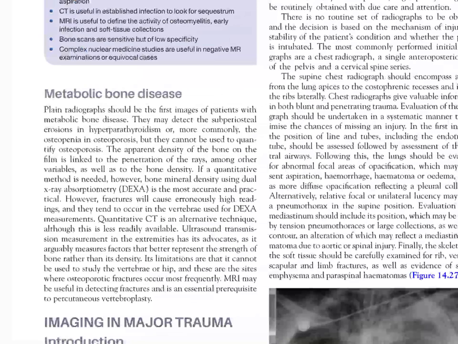Ultrasound transmission measurement in the extremities has its advocates as it arguably measures factors that better represent the strength of bone rather than its density. Its limitations are that it cannot be used to study the vertebrae or hip, and these are the sites where osteoporotic fractures occur most frequently. MRI may be useful in detecting fractures and is an essential prerequisite to percutaneous vertebroplasty.